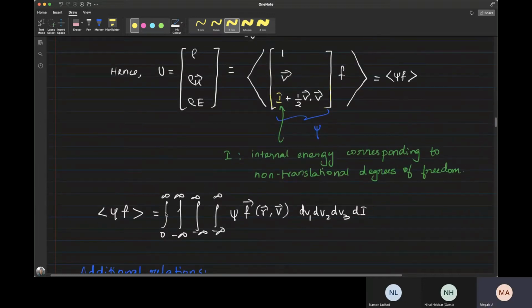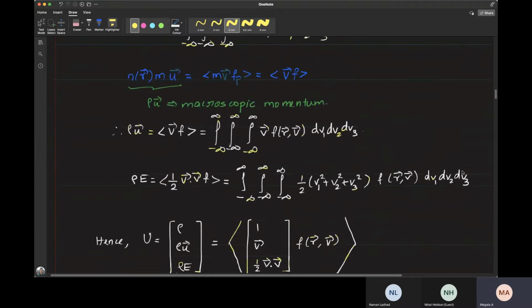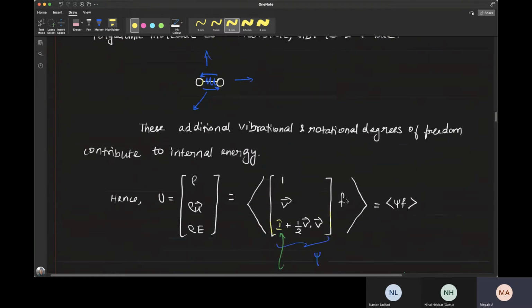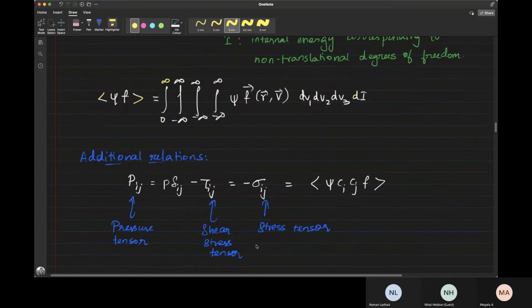And now this psi f represents integration with respect to dI as well. This notation, from now on, represents a 4-fold integral. Previously, it was just a 3-fold integral with the integration variables being v1, v2, and v3. From now on, we will consider integration with respect to I as well. Because we have internal energy, we integrate our quantity with respect to internal energy as well.